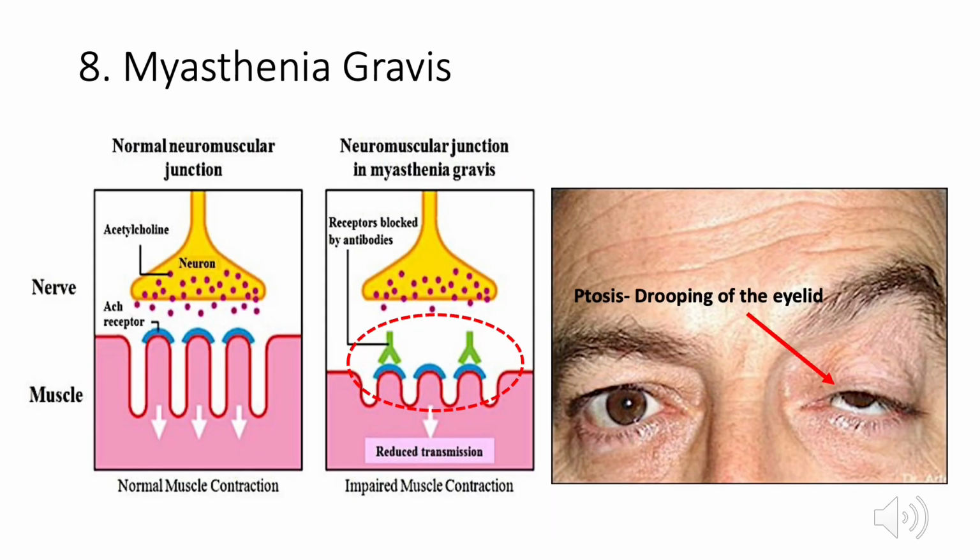Myasthenia gravis is a chronic autoimmune neuromuscular disease that causes weakness in the skeletal muscles. It worsens after periods of activity and improves after periods of rest. Autoantibodies attack acetylcholine receptors at neuromuscular junctions. In this case, it affects the muscle of upper eyelid.